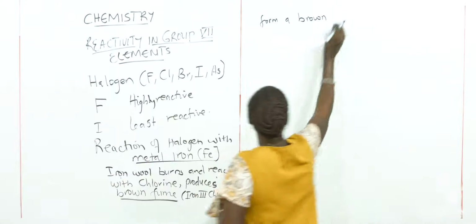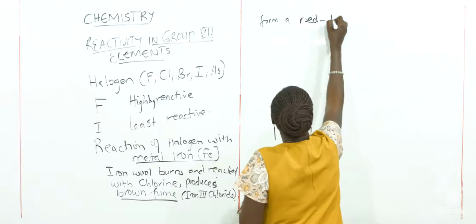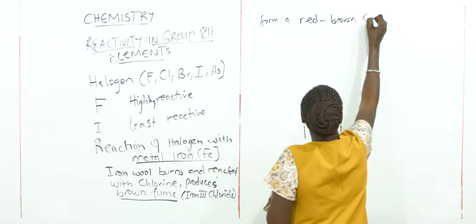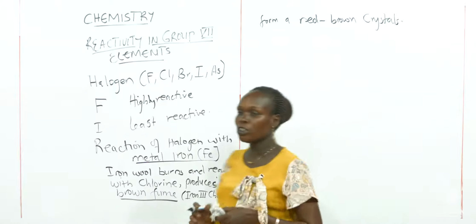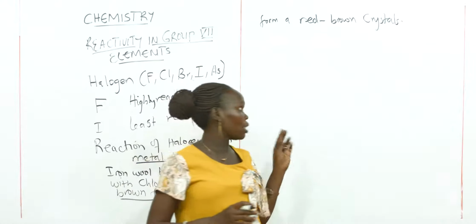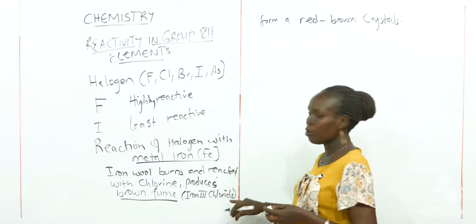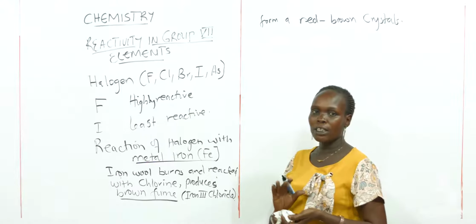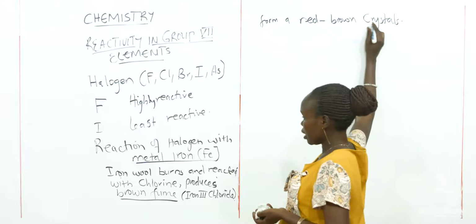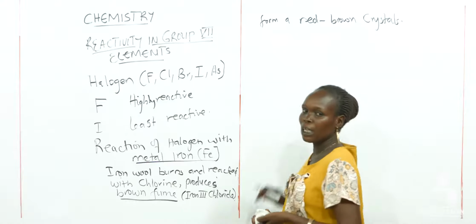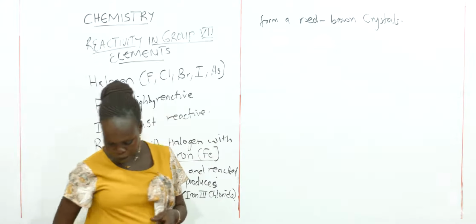So we are going to have it as red brown crystal. It means here it is going to form a crystal, and this crystal is going to be in brown color, which is red brown color. And in this case, you need to remember that it was this iron 3 chloride that sticks to the wall of the delivery tube, and it condenses and forms a crystal, and the crystals turn out to be red brown. So we are going to have an equation to show this reaction.